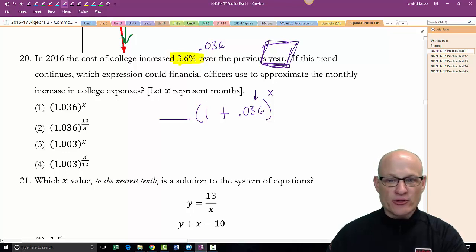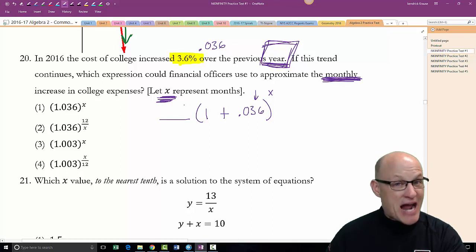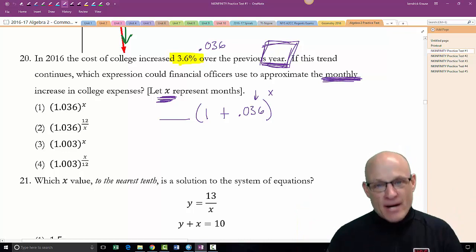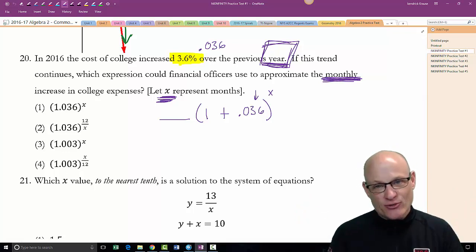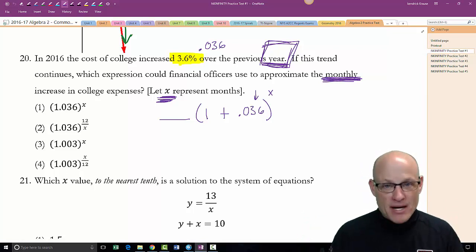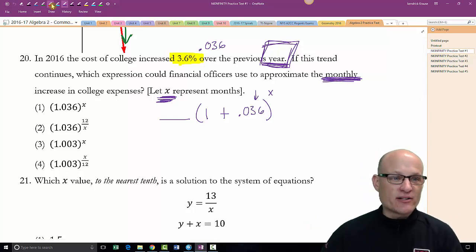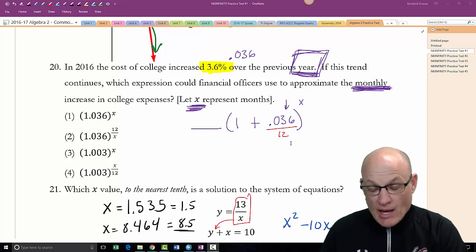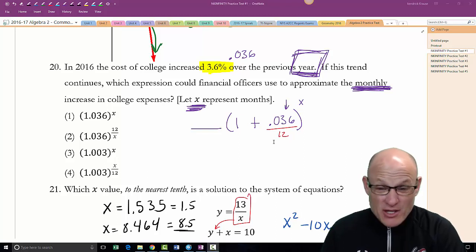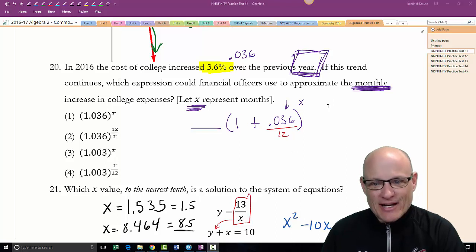I'm not asking about per year. I'm asking about monthly, and X represents the number of months, not years. So if I want to know my monthly increase rate, I can't use a yearly interest rate to find out what's going on monthly. So this is the trick to this problem. You had to take this and divide it by 12. So if you didn't divide it by 12, no. Make sure you divide it by 12.